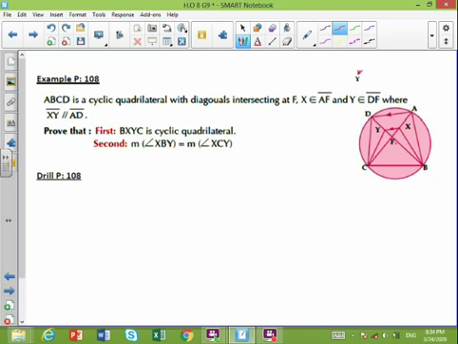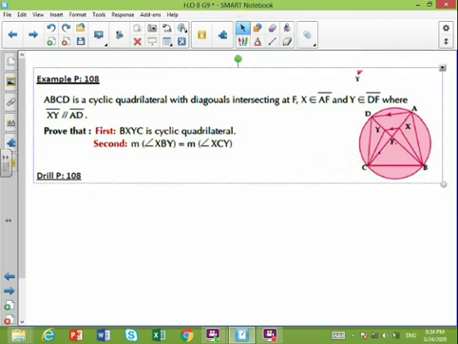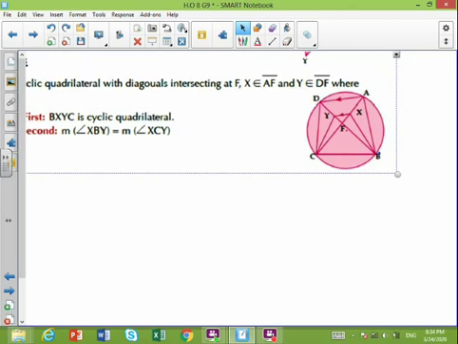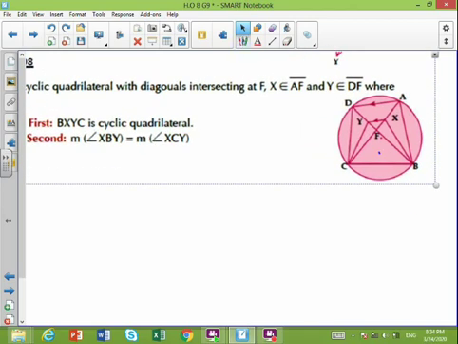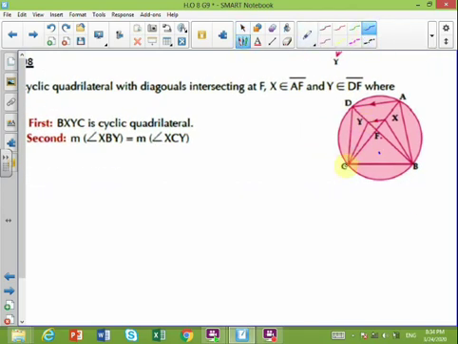Okay, another example, ABCD is a cyclic quadrilateral. It is given that ABCD is a cyclic quadrilateral with diagonals intersecting at F. X belongs to AF, Y belongs to DF, where XY and BC are parallel. First, I want to prove that the small quadrilateral here is cyclic. I will make it bigger a little bit. I want to prove that XYCB is cyclic.